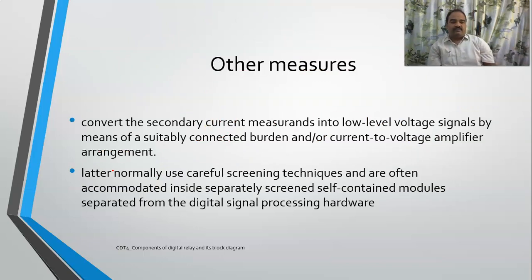Now, the other measure we generally take is to convert the secondary current measurements into low level voltage signals. Whatever currents we get on the secondary side of the CTs are converted into voltage signals with the help of I to V converters. Why? Because for CTs, burden is the biggest problem. For PTs, it is not a big problem. So generally we convert this I to V by means of a suitable connected burden, or we employ an I to V converter or an amplifier arrangement.